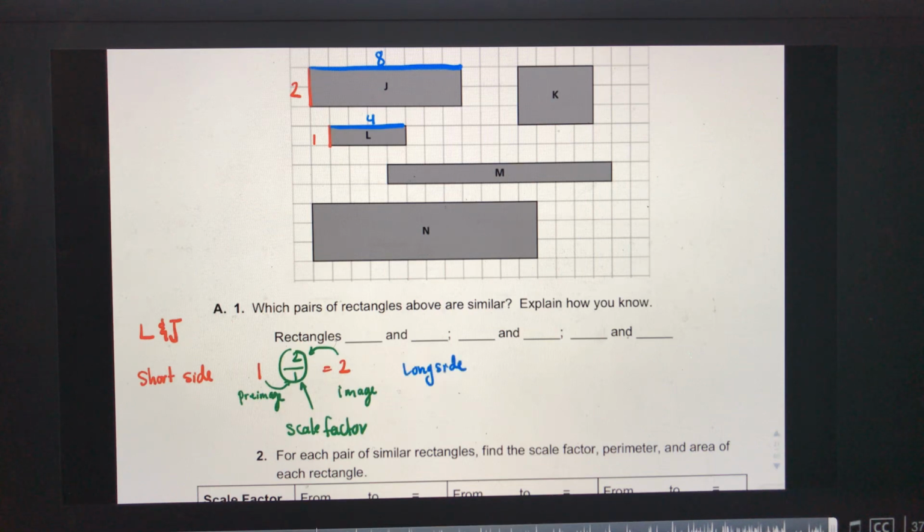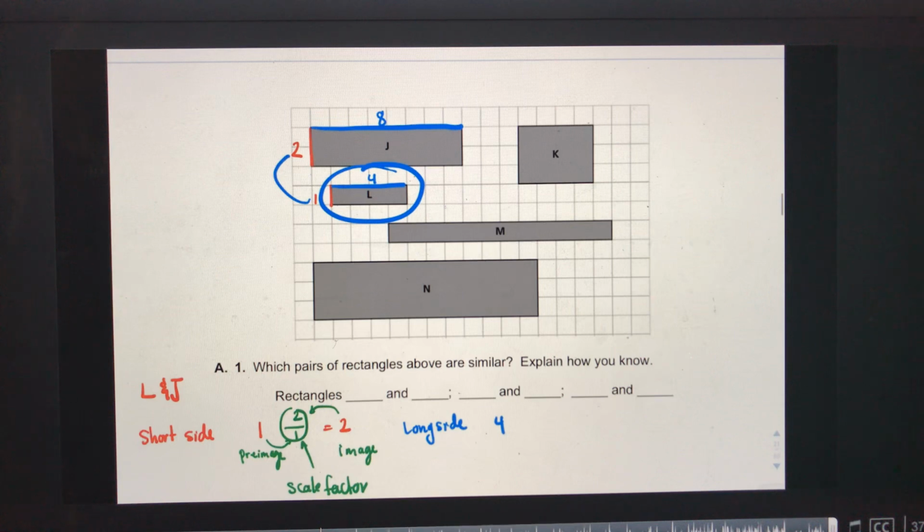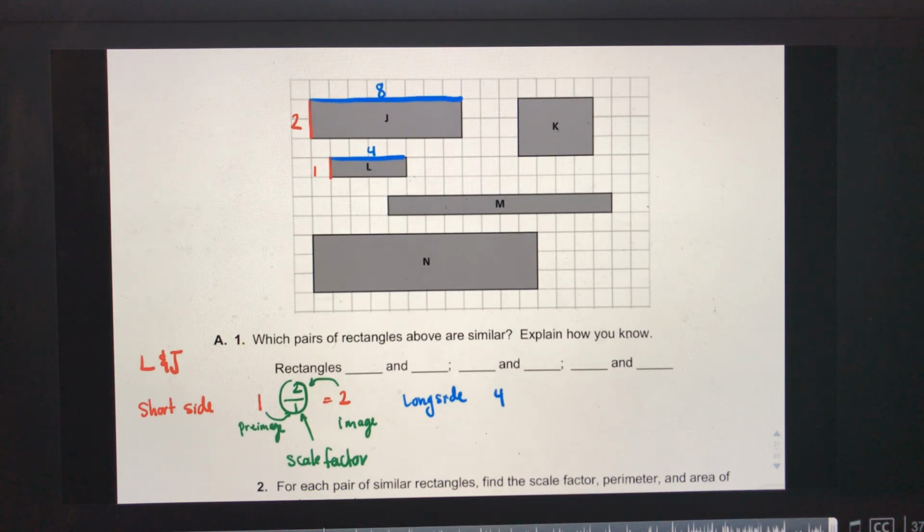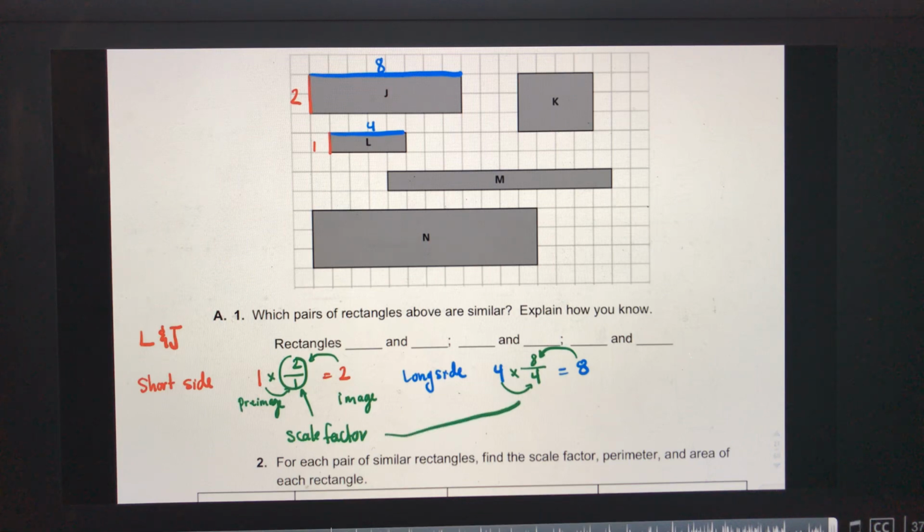For the long side, I go from the pre-image, and I have to keep my pre-image the same, which is 4. This is my pre-image. I can't change it when I'm checking. I can't go from small to big this way and then big to small, because I'm switching pre-images and images. So my pre-image was the smaller shape. I went from 4, and then it turned into 8. So let's check to see what our scale factor is. Multiply by 8 over 4. And this is again our scale factor.